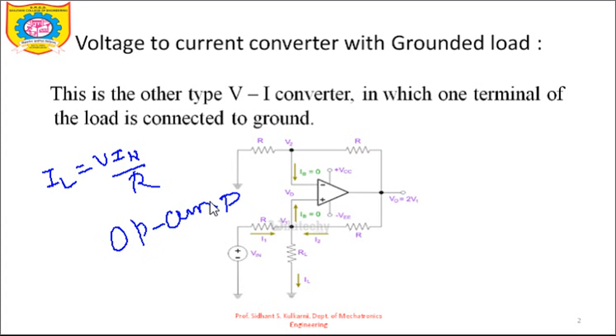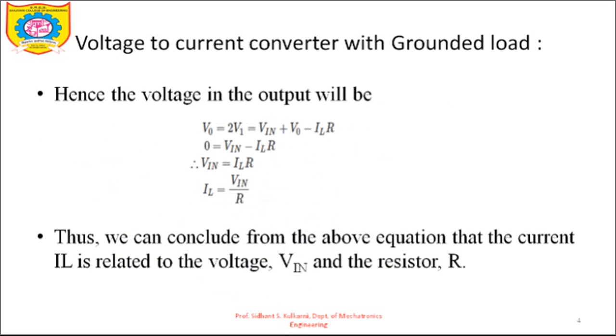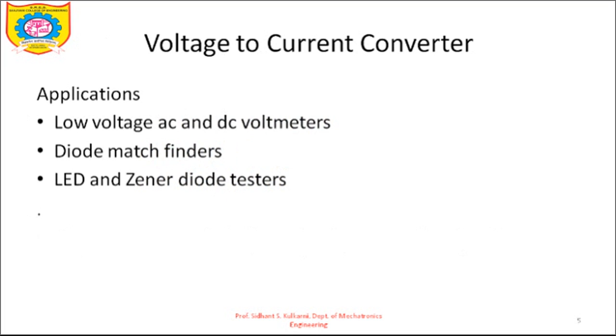Okay. Now someone asked me, what is the need of converting voltage into current? So here are some of the applications of the voltage to current converter. It is used in low voltage AC to DC voltmeters. For low voltage AC to DC voltmeters, we can use AC and DC, diode match finders, and LED and Zener diode testers. So these are some of the applications of the voltage to current converter.